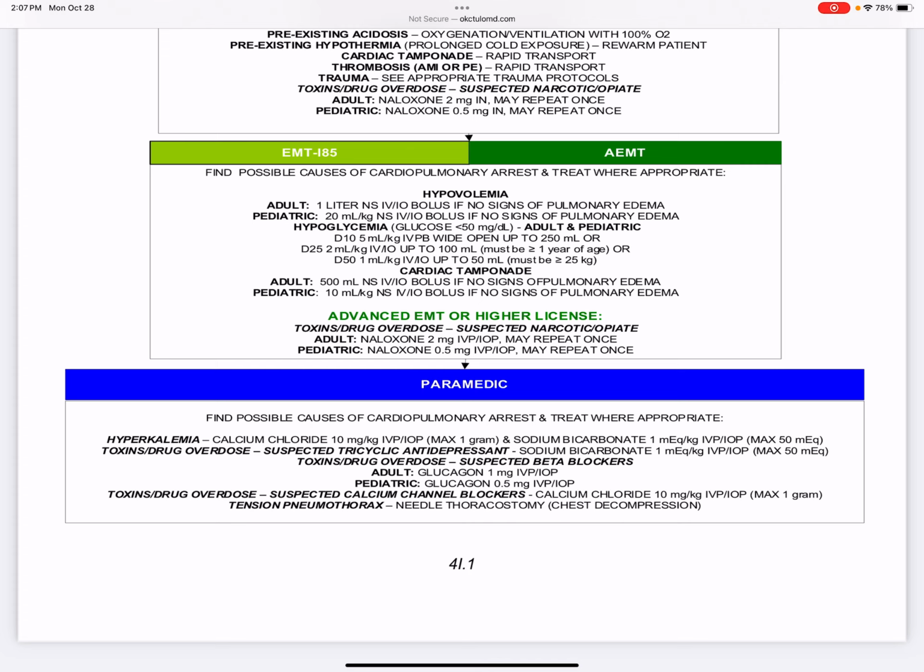Find possible causes of cardiopulmonary arrest and treat where appropriate. Hypovolemia, so trauma patients or whatever it is, 1 liter normal saline, IV, IO bolus, if there's no signs of pulmonary edema. For pediatrics, and this is something you might want to remember, it's going to be 20 milliliters per kilogram, normal saline, IV IO bolus, if no signs of pulmonary edema.